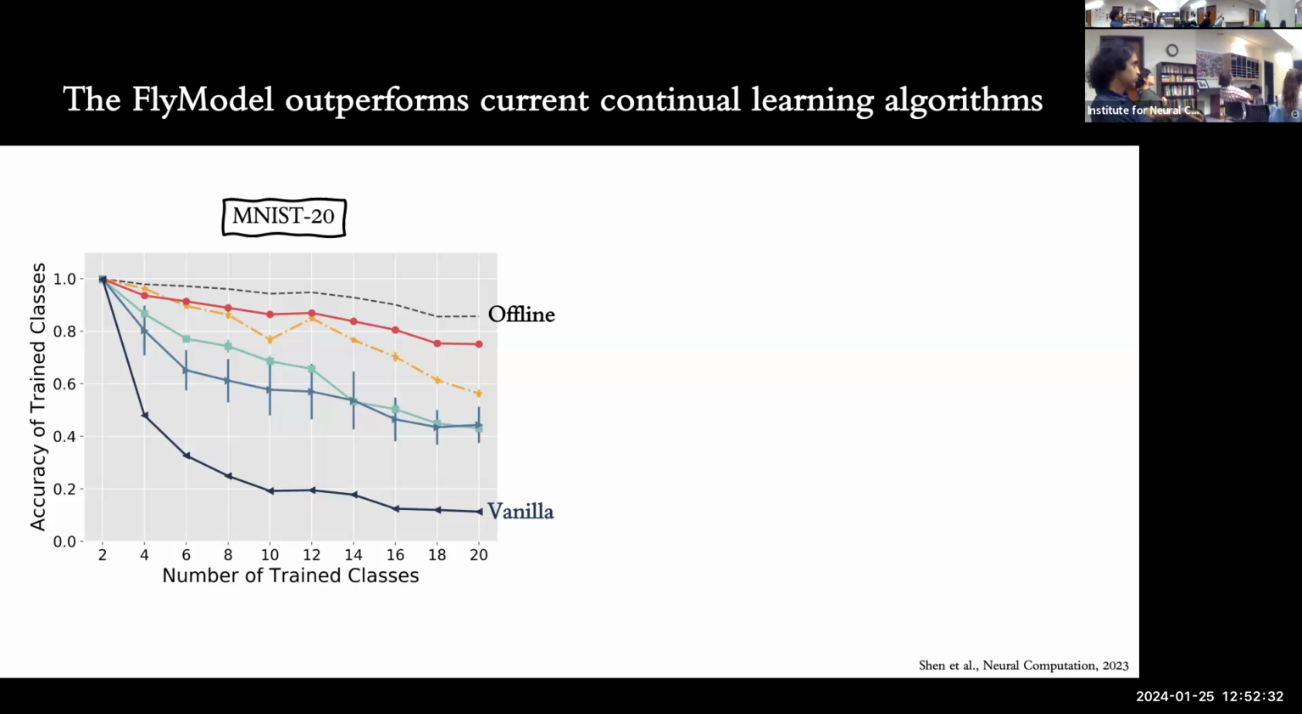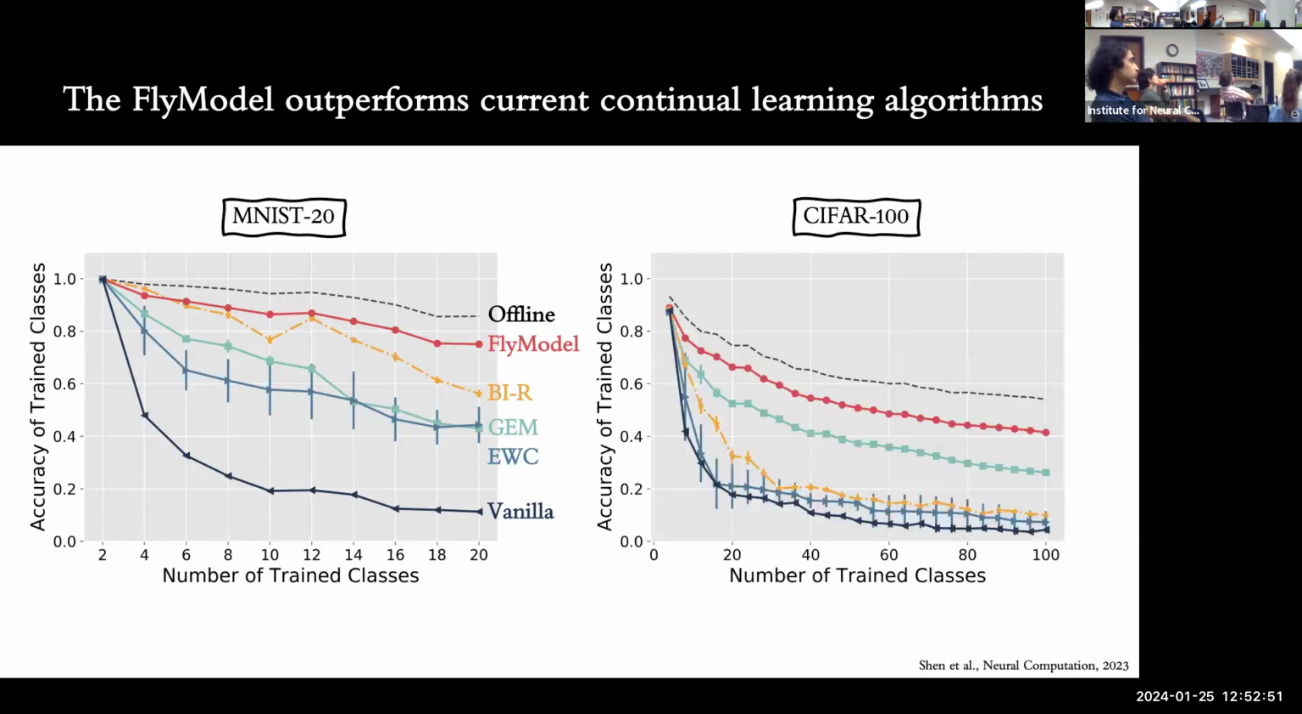We also compared the fly model with 3 popular continual learning algorithms, EWC, GM, and VIR. They are also inspired by our biological systems. We can see that the fly model outperforms all 3 of them, and not just in this data set, but in the second data set, which contains 100 classes of real-life images. You can still see that our fly model is the best one here.